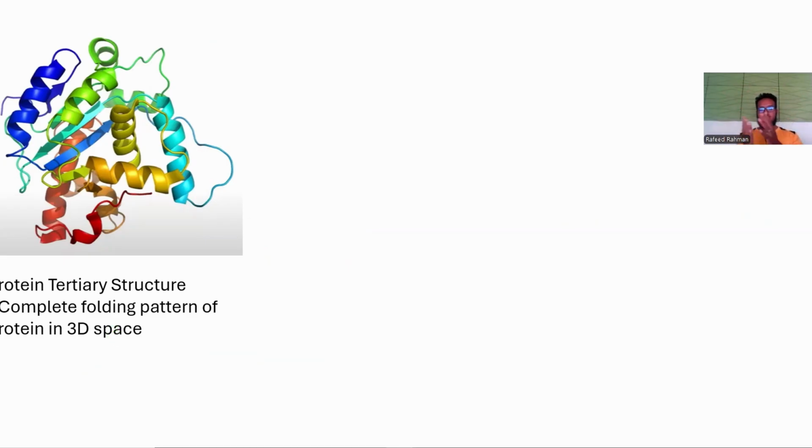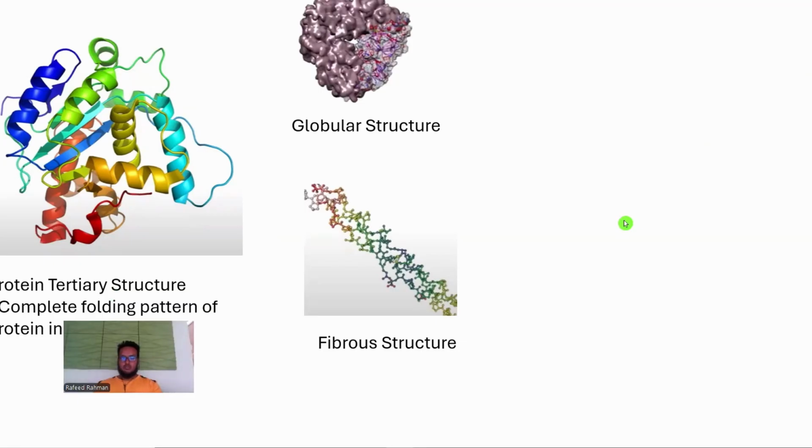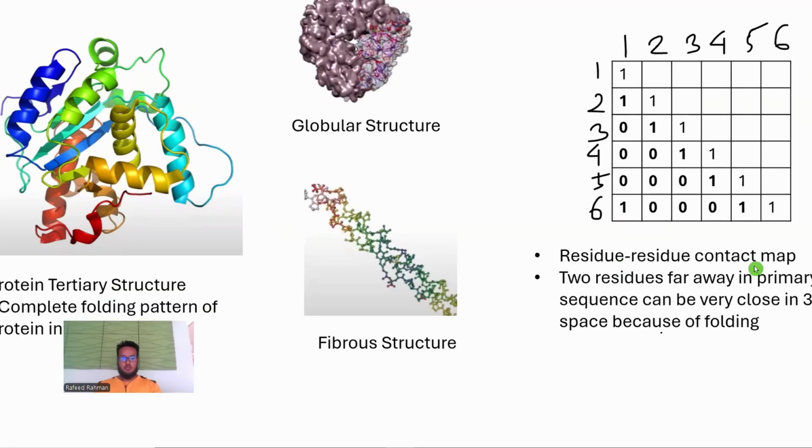So previously in secondary structure, we saw the local view, and now we are looking at the global view of the entire protein. So the protein folds into some 3D shape, and then it can function. So it's a stable version of the protein. And there are globular structures which are very compact, and then there are sparse structures like fibrous structures as well. These are two major types of tertiary structures. Now, another thing I want to mention is the residue-residue contact map.